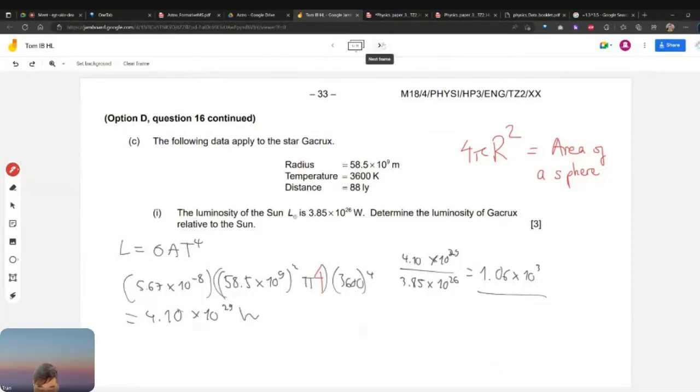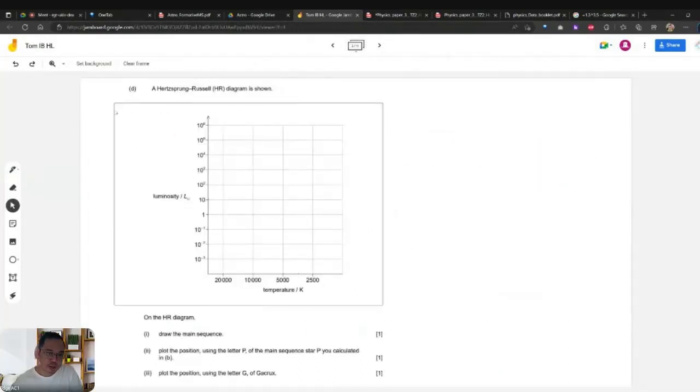Okay, the next question here on the next page. The Hertzsprung-Russell diagram is shown, a diagram through the main sequence.